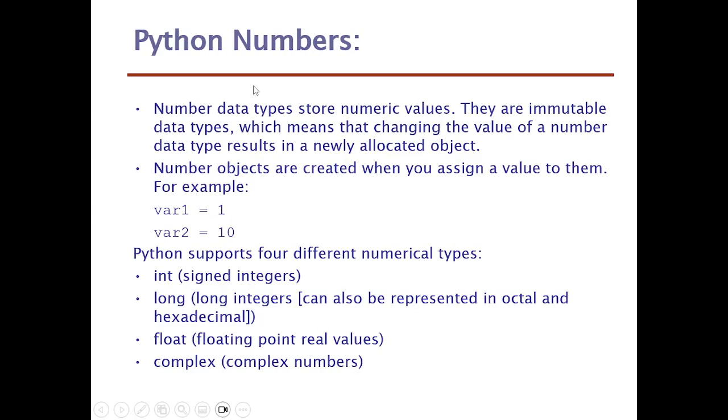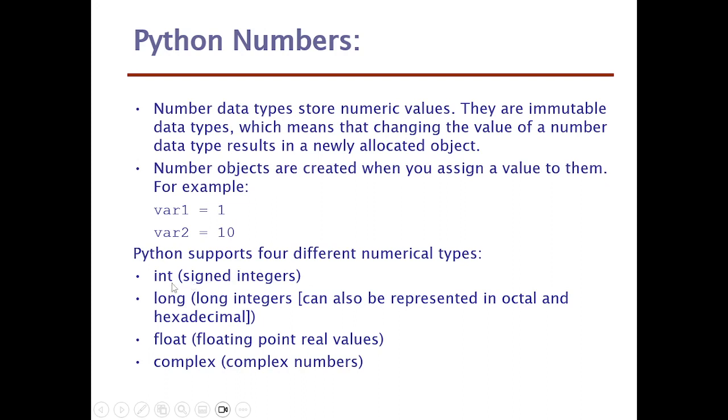So, Python numbers. The number data type stores numeric values. They are immutable data types, which means that changing the value of a number data type results in a newly allocated object. Number objects are created when you assign values to them. For example, var1 equals 1. So these are number objects because these are the values assigned to var1, and the number 10 is assigned to var2. So Python supports 4 different numerical types.